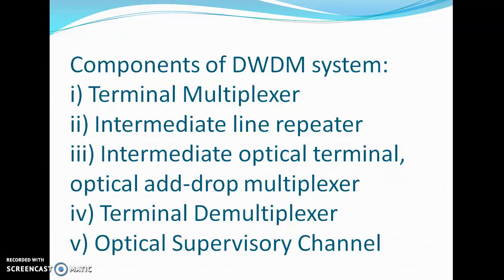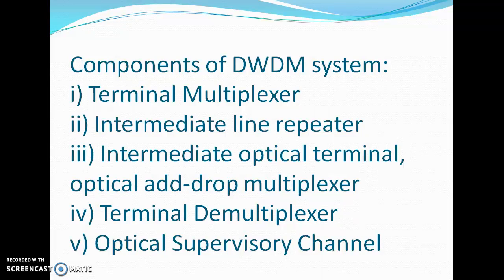The first is the terminal multiplexer, which contains a wavelength converting transponder for each data signal, an optical multiplexer, and where necessary, an optical amplifier. The next one is the intermediate line repeater, which is placed every 80 to 100 km to compensate for the loss of optical power as the signal travels along the fiber. An intermediate optical terminal is a site that amplifies the multi-wavelength signal that may have traversed up to 140 km or more before reaching the remote site.